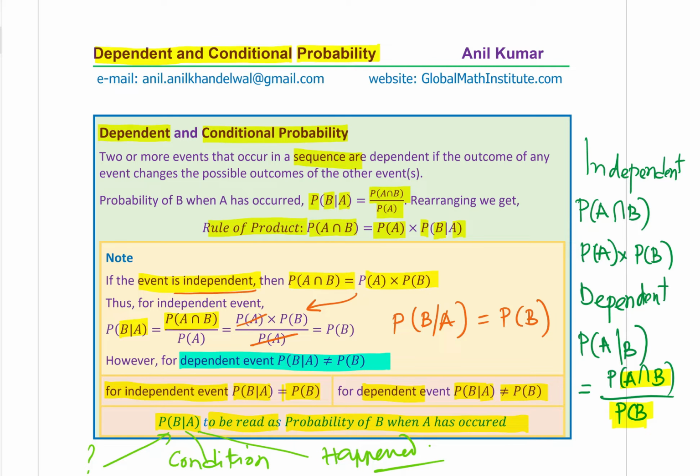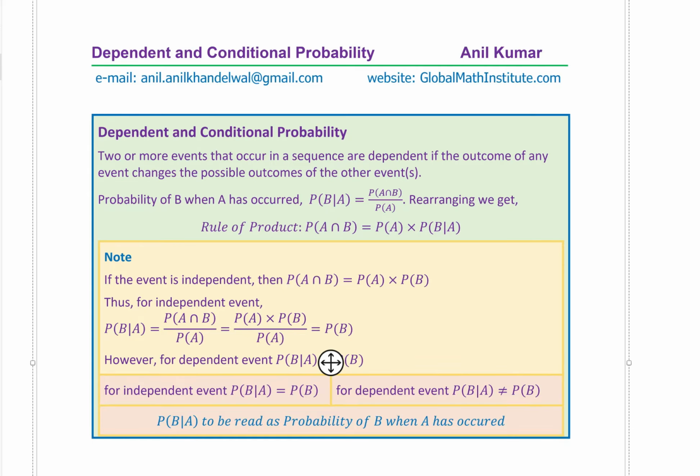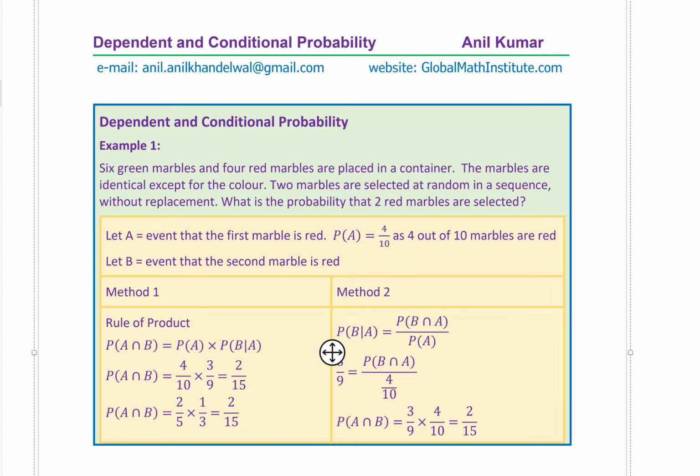Correct. Now with that, let's take up some examples. Example number 1 here is: 6 green marbles and 4 red marbles are placed in a container. The marbles are identical except for the color. 2 marbles are selected at random in a sequence without replacement. What is the probability that 2 red marbles are selected?